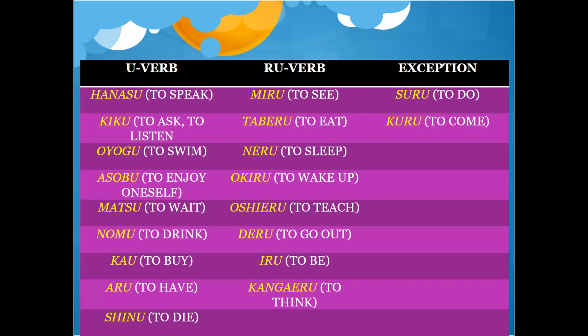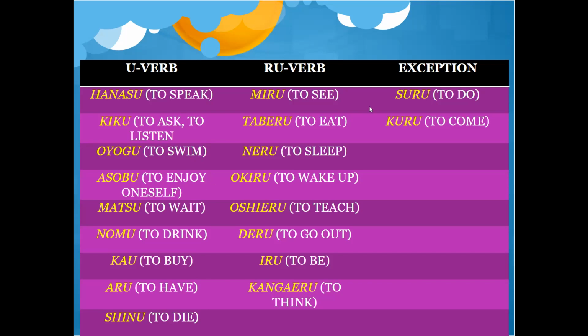Another examples here, we have classified them into group 1, the U verb, group 2, the root verb, and the third group, the irregular or having the exception. So we have to speak, which is hanasu, to ask or to listen, which is kiku, to swim, which is oyogu, asobu, which means to enjoy oneself or to have fun, matsu, which means to wait, nomu, which means to drink, kau, which means to buy, aru, which means to have, and shinu, which means to die.